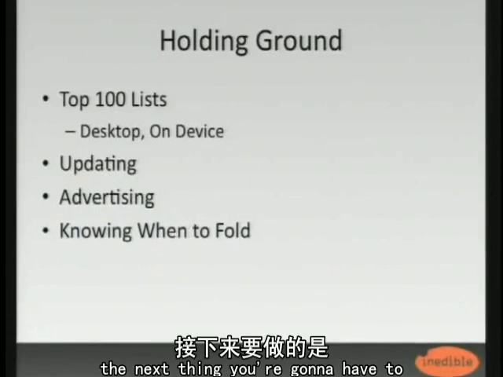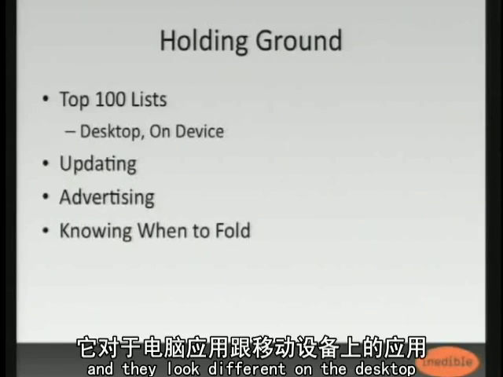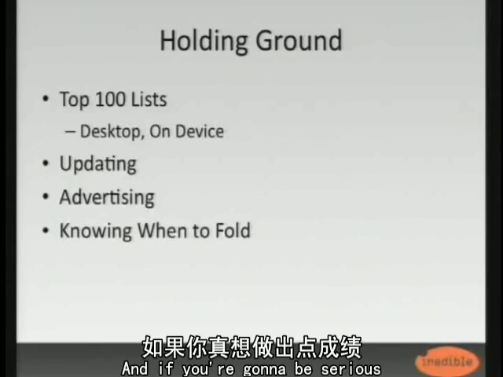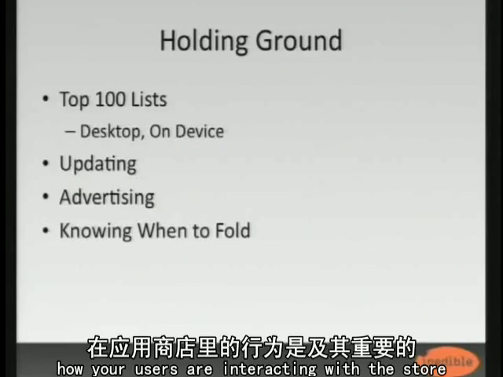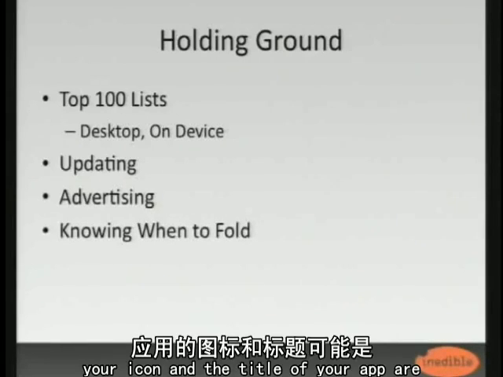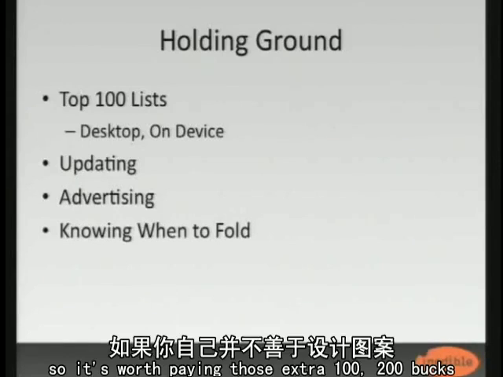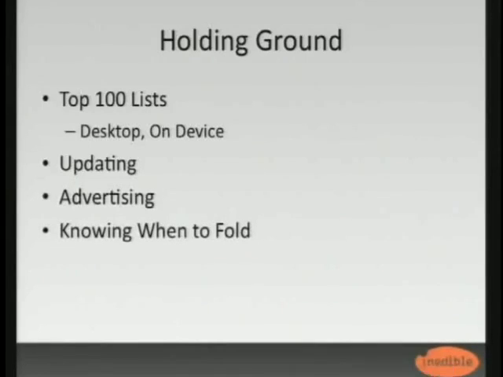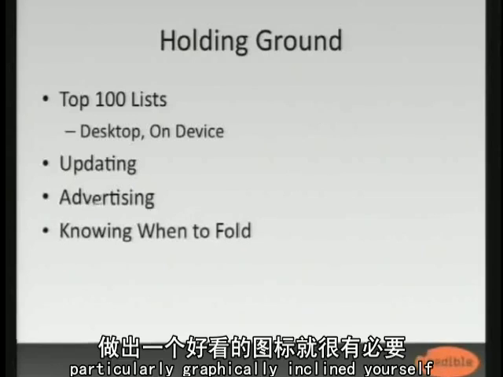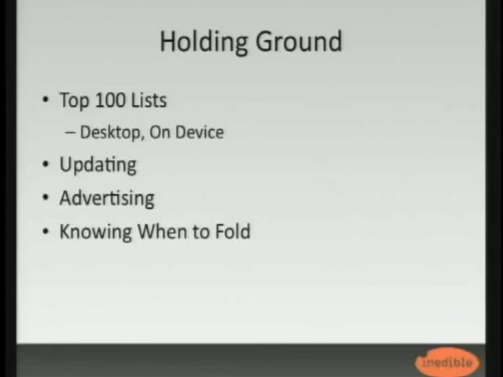The next thing you're going to have to deal with is how to hold your ground. The top 100 list, as I've said, is really key. And they look different on the desktop and on the device. And if you're going to be serious, it's really important to look into how your users are interacting with the store. What your description looks like, your icon and the title of your app are probably the two single most important things you can work on. When you're looking at a big list of apps, that's all you have to sell yourself on. So it's worth paying those extra $100, $200 to get a really nice icon done if you're not particularly graphically inclined yourself. Think really hard about what the title says in the store.